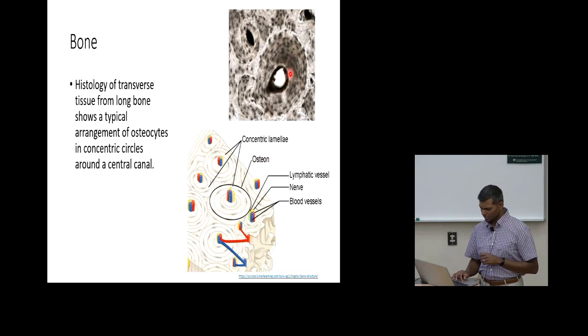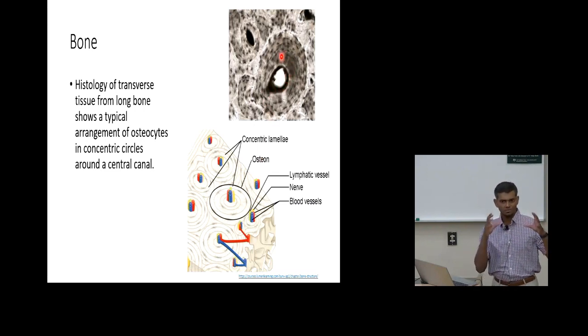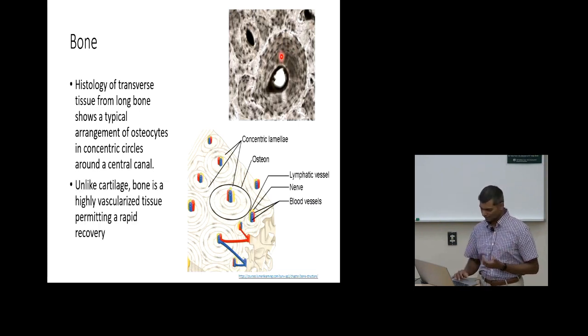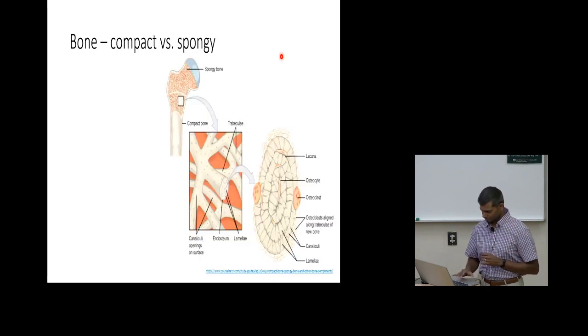But also you notice that in the surrounding spaces, or the lamellae, you have osteocytes, which are the cells specific to the bones. And there are different types of osteocytes, and we can look at that detail later when we discuss the skeletal system. But because of this intense vascularization, if there is some sort of damage to the bone, the recovery can be done completely.